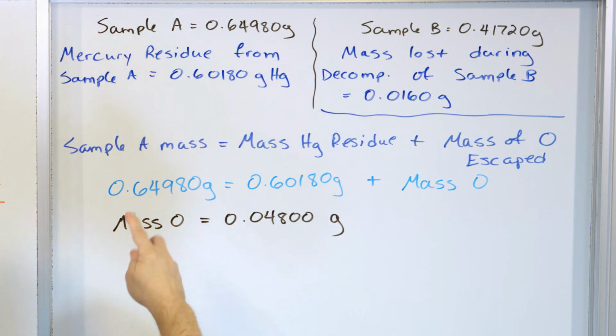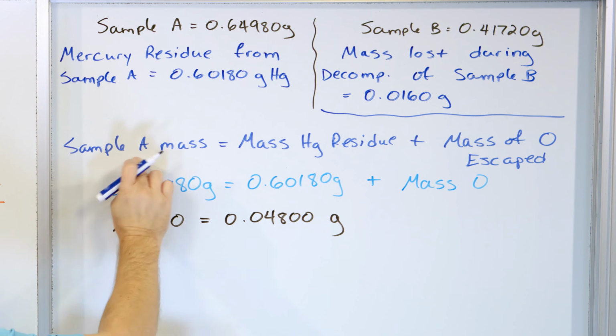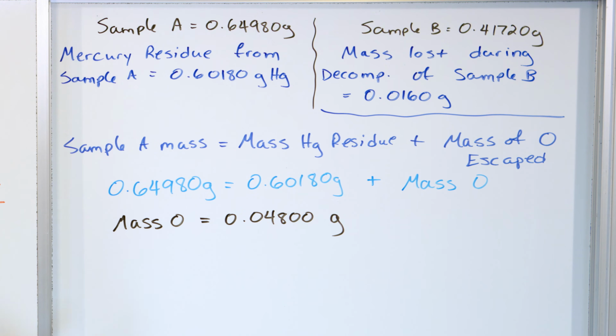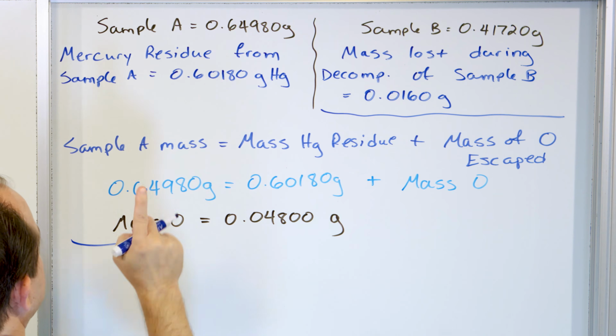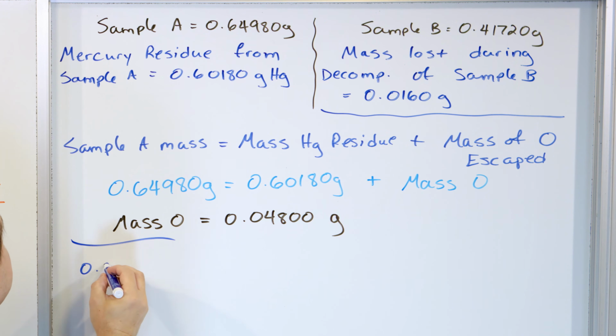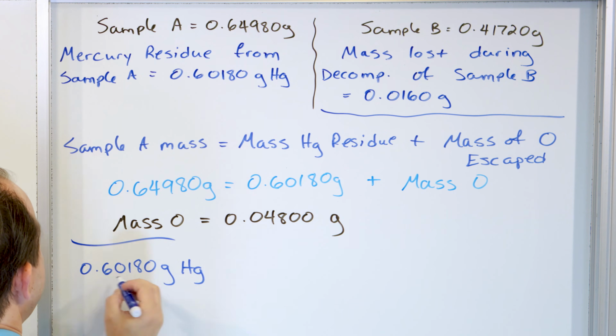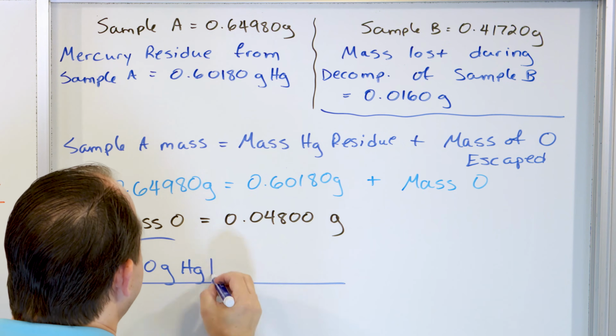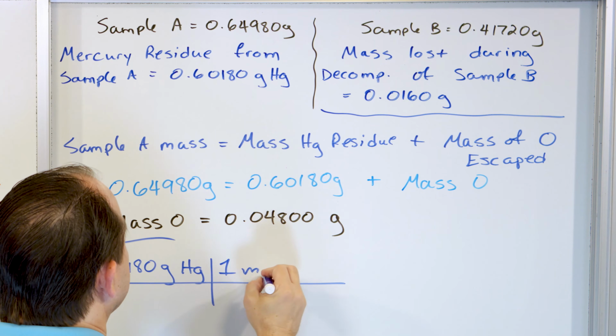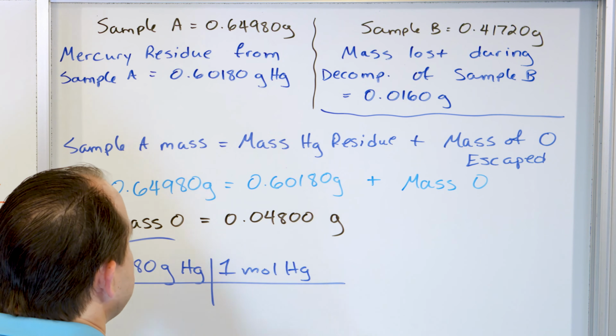So because of that, we can then convert the masses of mercury and oxygen to moles. So let's start with the mercury. We know that we start with 0.60180 grams of mercury. How many moles of mercury is that? Well, we know that 1 mole of mercury is equal to what?